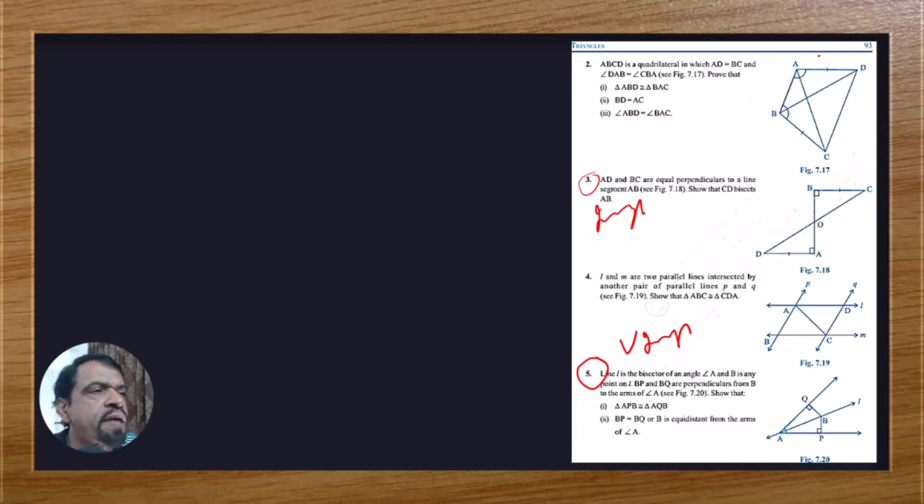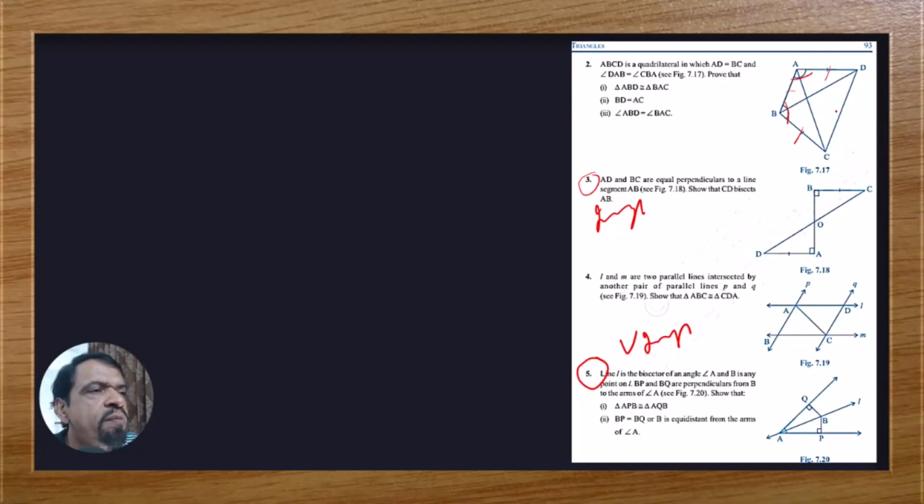See, in question two, ABCD is a quadrilateral. You have to prove that triangle ABD is congruent to triangle BAC. So this is very simple. It is given that these two sides are equal. This is common, and these angles are equal. So by SAS the triangles are congruent, and the remaining parts are equal by CPCT.